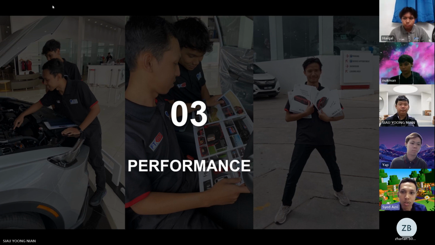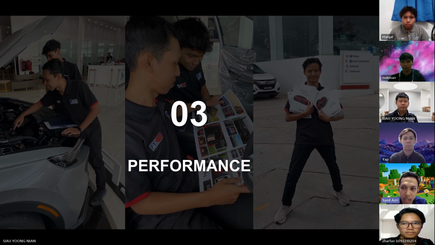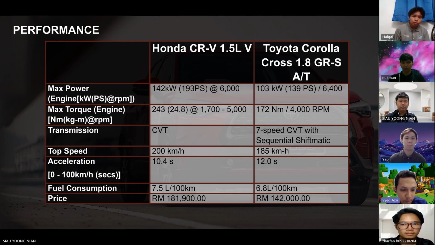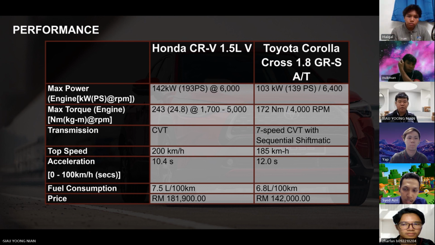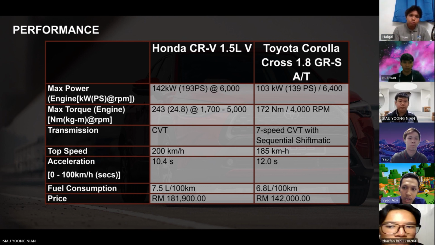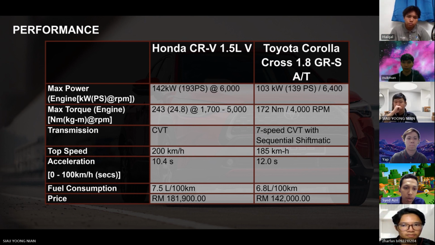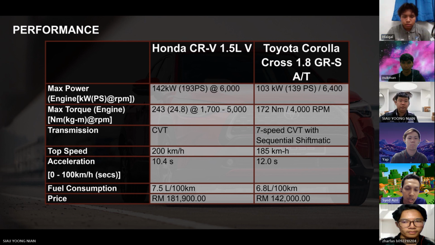Okay, let's proceed to the comparison of performance between the Honda CR-V and Toyota Corolla Cross. Next. Okay, this is the table comparison of performance. As you can see, the Honda CR-V can produce a maximum power of 193 PS and maximum torque of 240 Newton-meter at 1,700 to 5,000 RPM. The Toyota Corolla Cross can produce horsepower of 139 and maximum torque of 172 Newton-meter at 4,000 RPM.